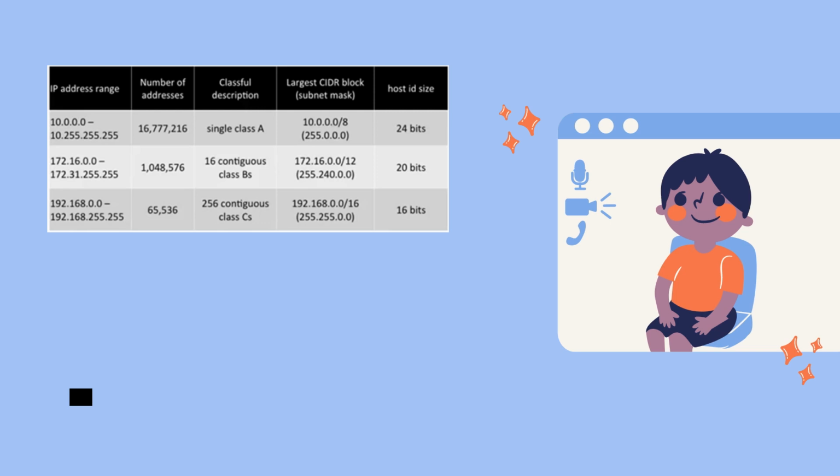It is common for large organizations to have the 10-dot network, with IP addresses ranging from 10.0.0.0 to 10.255.255.255. This class A range obviously has over 16 million addresses, with an 8-bit network ID, 255.0.0.0 in decimal, and a 24-bit host ID size. We have another private range that we can use, 172.16.0.0 to 172.31.255.255. The default subnet mask for that is 12 bits, which in decimal is 255.240.0.0. And the last one, 192.168.0.0 to 192.168.255.255, has a default subnet mask that is 16 bits long, or in decimal 255.255.0.0.